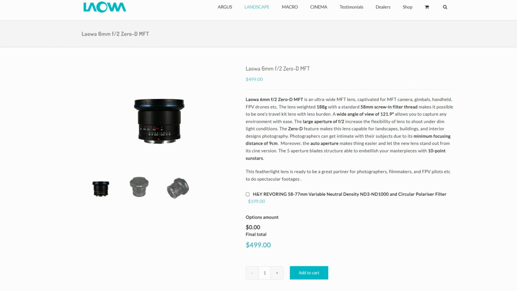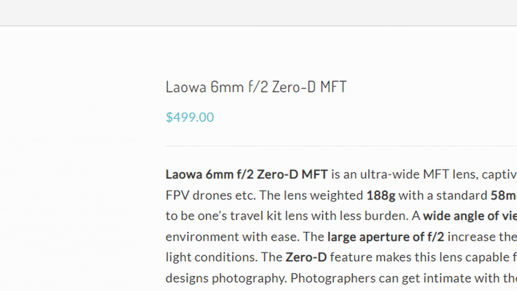And at the asking price of about $499 US, I think it is very reasonable. There's nothing to compare to. There's no other lens as wide as this 6mm, unless you go for fisheye, which is full of distortion, and that's a completely different lens altogether.